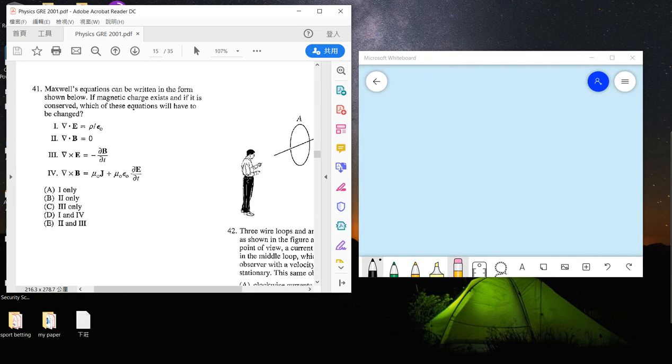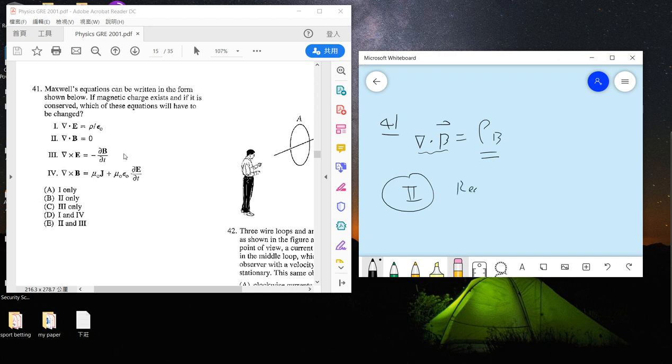So 41 is the common question. Basically, if you have the magnetic monopole, then your divergence of B needs to be changed. You can add a term like rho B. So the second must change. And once the second changes, then the third must be changed.